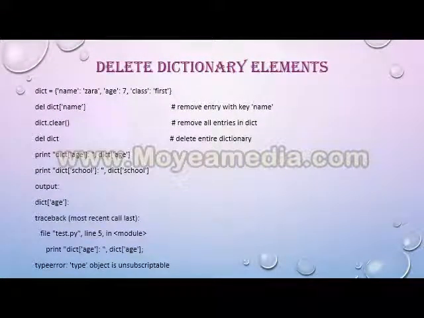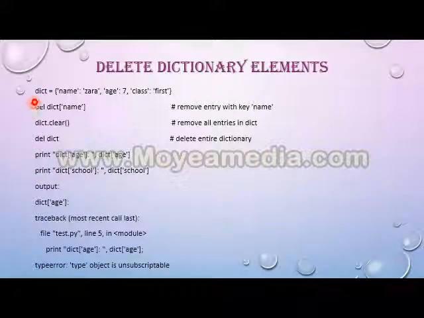Now we will see how to delete dictionary elements. Here we have the same example. Dict is equal to name Zara, age 7, and class first. So firstly, del dict name will remove the entry with key name, means it will remove the value which is stored in the key name. The function clear will remove all the entries in the dict, means name, age, class will all be deleted. And del dict means this keyword del will delete the whole dictionary, means this whole dict will be deleted.